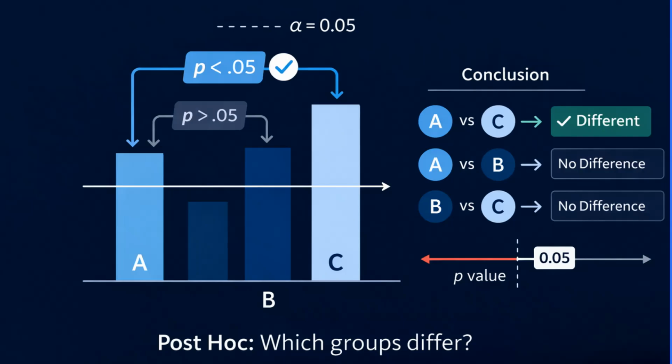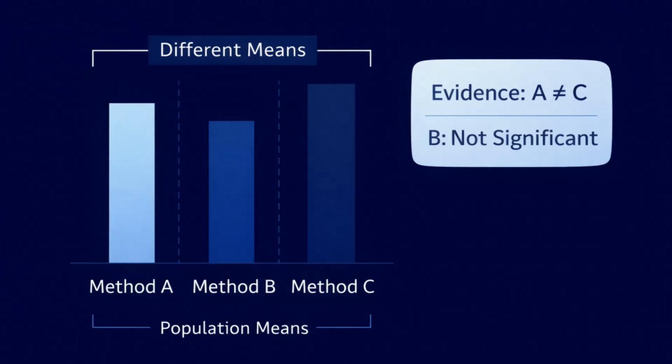A complete written conclusion after post hoc tests should keep the focus on population means and include group names. A strong conclusion might say that there is evidence of a difference in mean exam scores between method A and method C, while differences involving method B were not statistically significant at the chosen significance level.